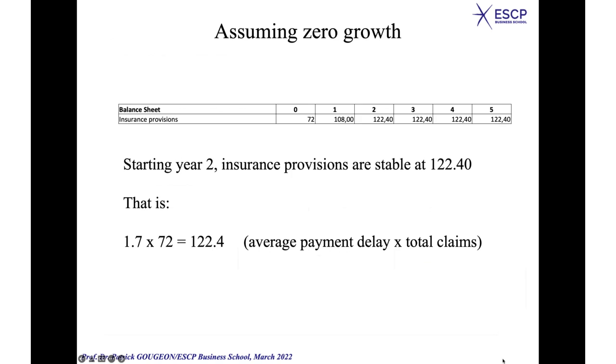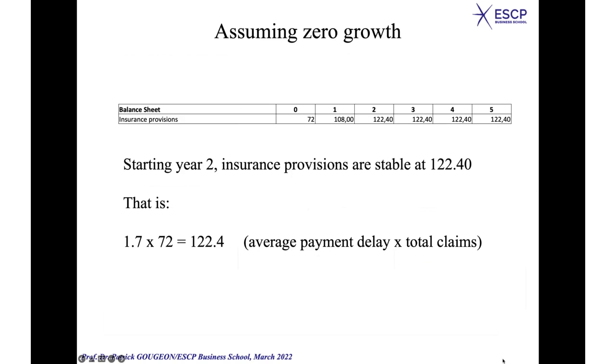What are the insurance provisions? We start with 72, then 108, 120, and then it stabilizes at 122.40. So starting in year 2, the insurance provisions are stable at 122.40. And what does it correspond to? You see that actually 122.4 is 1.7 times 72. In other words, it corresponds to the average payment delay time to total claims.